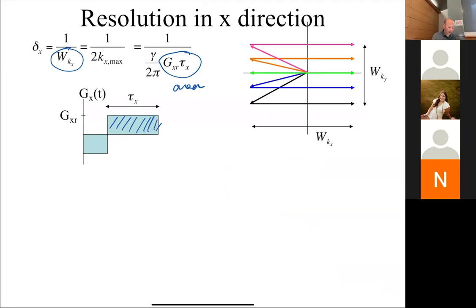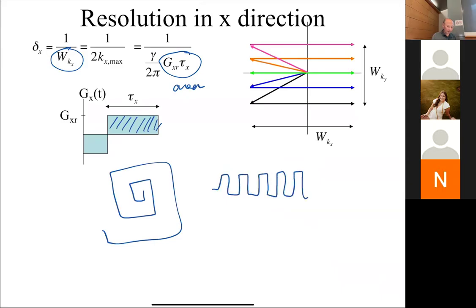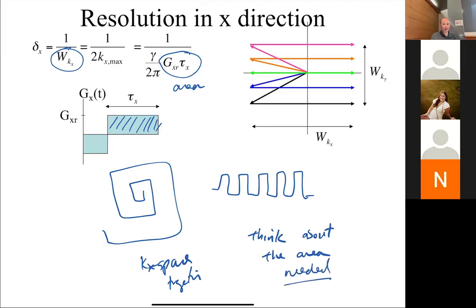In your homework assignments, you've probably got something like a square gradient, or you're going to have something like this. Essentially, these are the kx K-space trajectories. Remember, the K-space trajectory represents the integral of the gradients. So if you think about what areas you need to make those movements, that's what you want to think about. So think about the areas. That can help you focus on what you need to figure out.